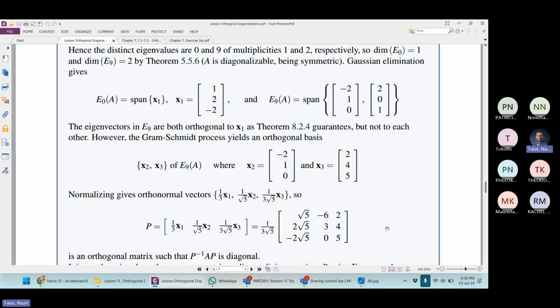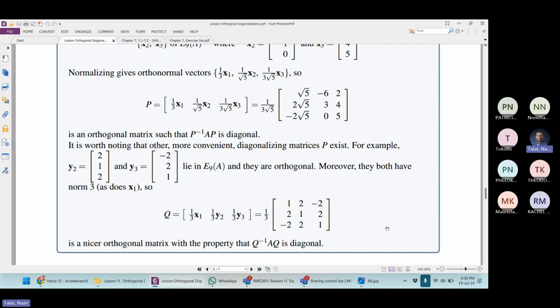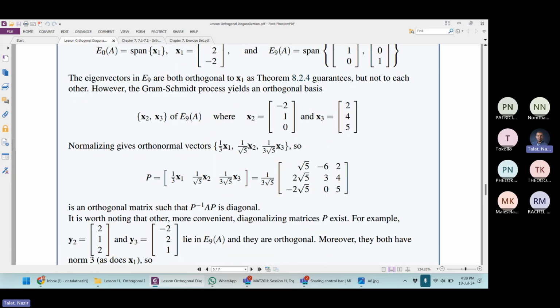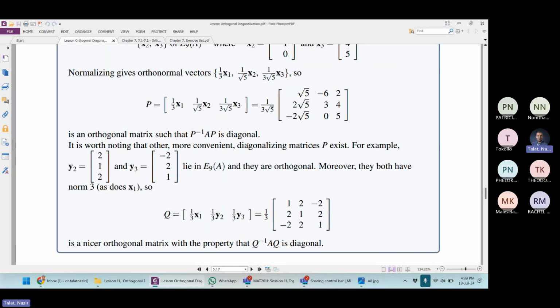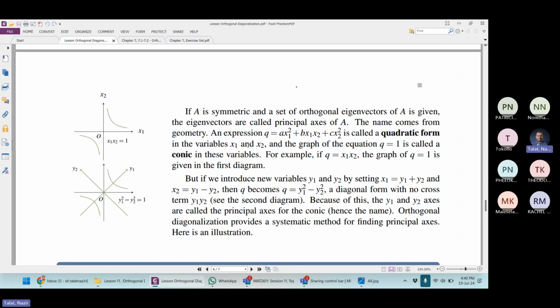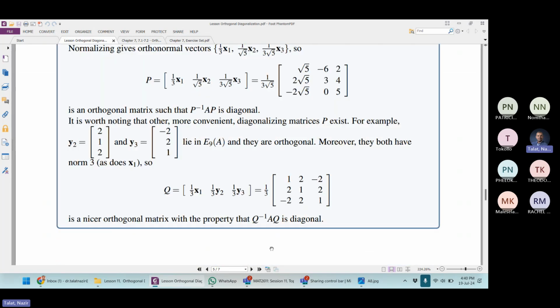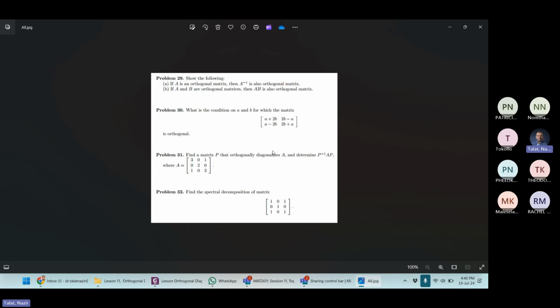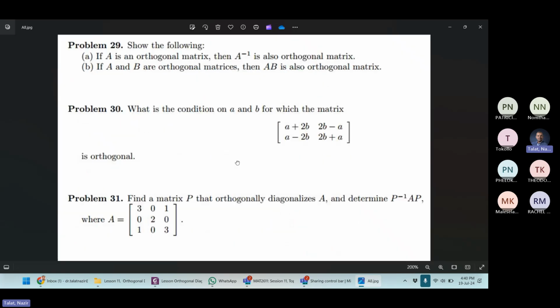And this P has the property that if you take its transpose and multiply with A and P, then we will again get a diagonal matrix containing the eigenvalues as its diagonal entries. So these are the results regarding that. Now let's see some problems from the assignment.